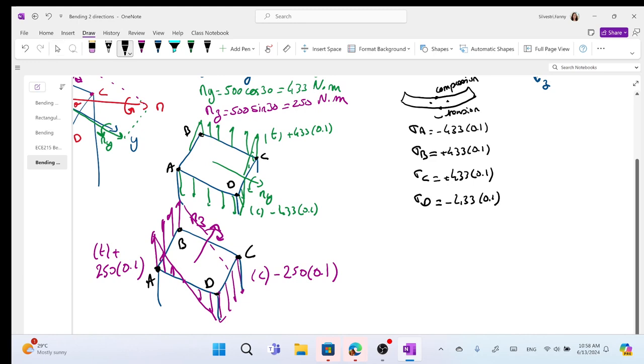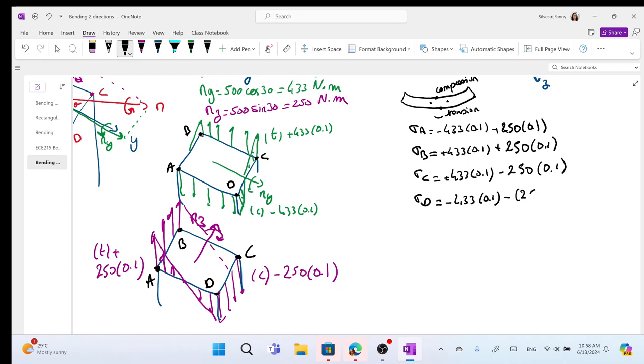So now we can add those stresses. Point A is in tension, so plus 250 times 0.1. Sigma B, plus 250 times 0.1. Sigma C, compression, minus 250 times 0.1. And sigma D, compression, minus 250 times 0.1.